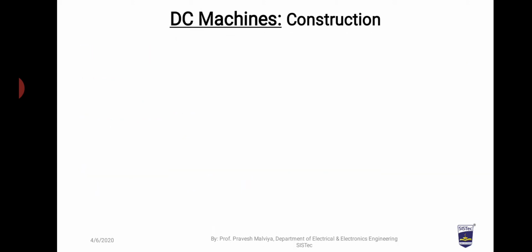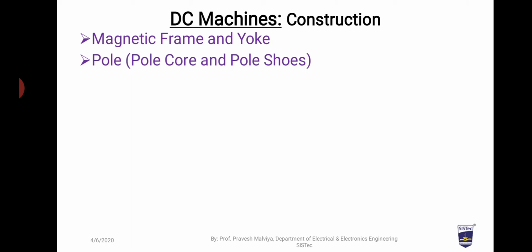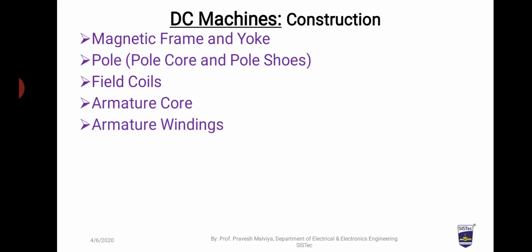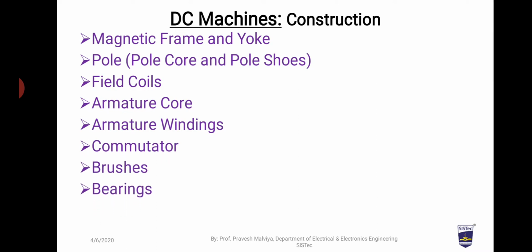So there are various parts of the DC machine. They can be stationary or rotating type. The parts are magnetic frame, yoke, pole, field coil, armature core, armature winding, commutator, brushes, bearings, and shaft. So these are the main parts of a DC machine. We'll find these parts in a motor as well as in a DC generator.